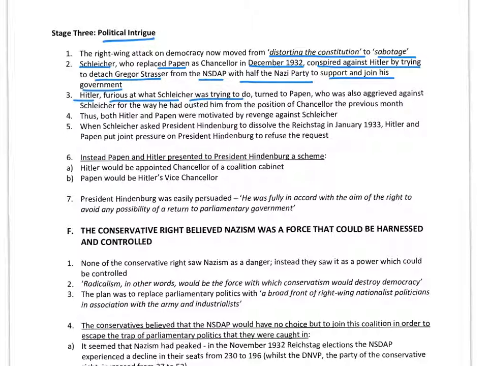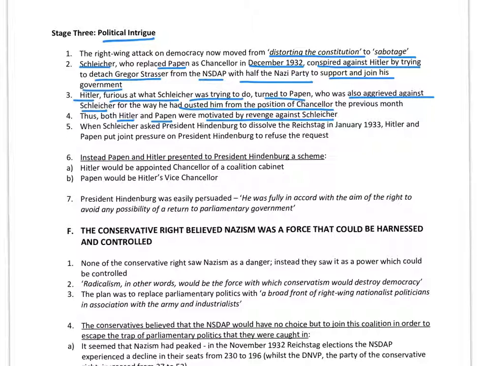And so as a result of that, Hitler turned to Papen, who was also aggrieved against Schleicher for the way that Papen had been ousted from the position of Chancellor the month before, because when Papen had been Chancellor, Schleicher had been ousted. Thus, two people, Hitler and Papen, are both aggrieved with Schleicher. They are both motivated by a desire for personal revenge against Schleicher for what Schleicher has done. So Schleicher's political intrigue was therefore highly significant, because it resulted in the coming together of Hitler and Papen to bring down his own chancellorship.